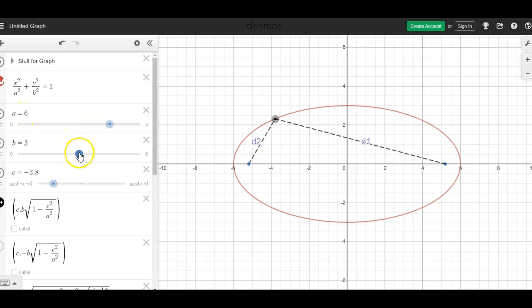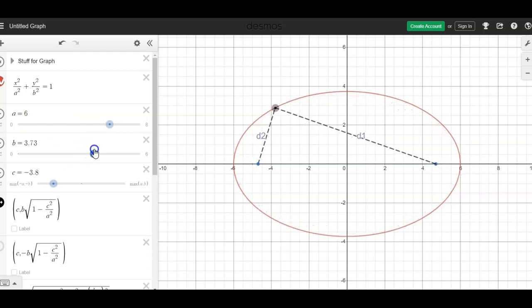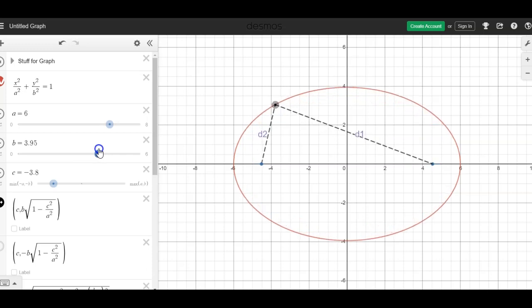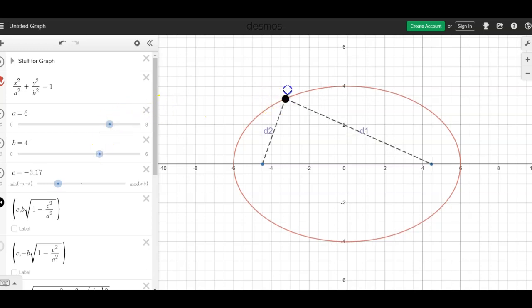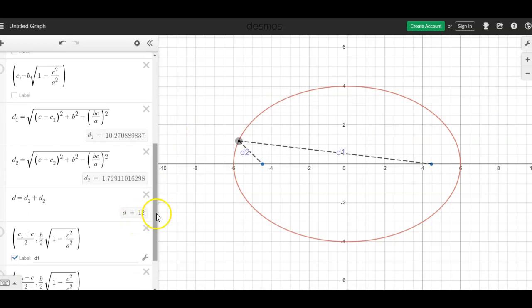Well, what if I change B? Let's change B up to 4. Exactly 4. Alright, I move that around. So again, the sum of the distances is always the same. What's the sum of the distances? Now that we've changed A and B, it's still 12.